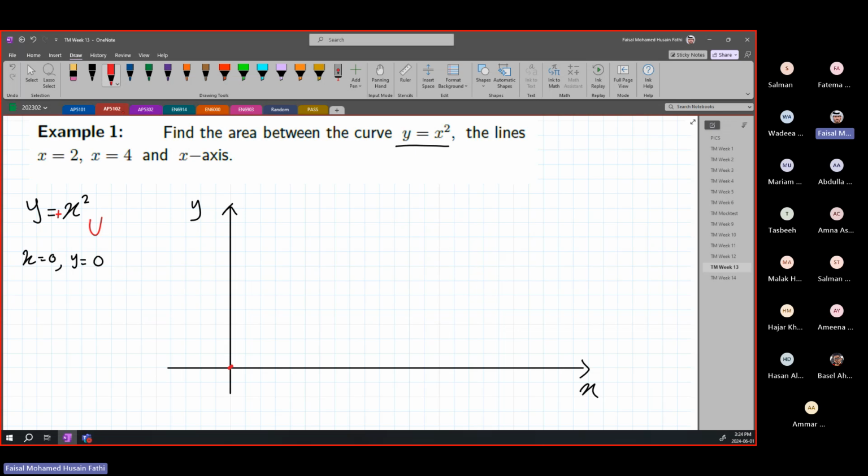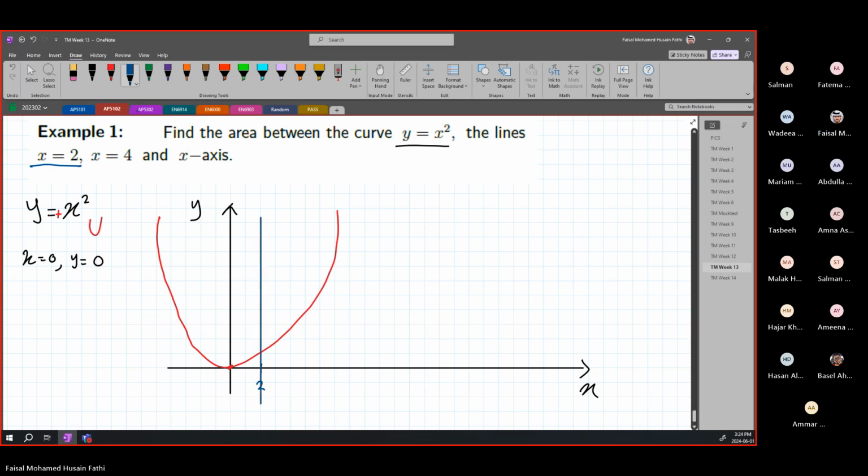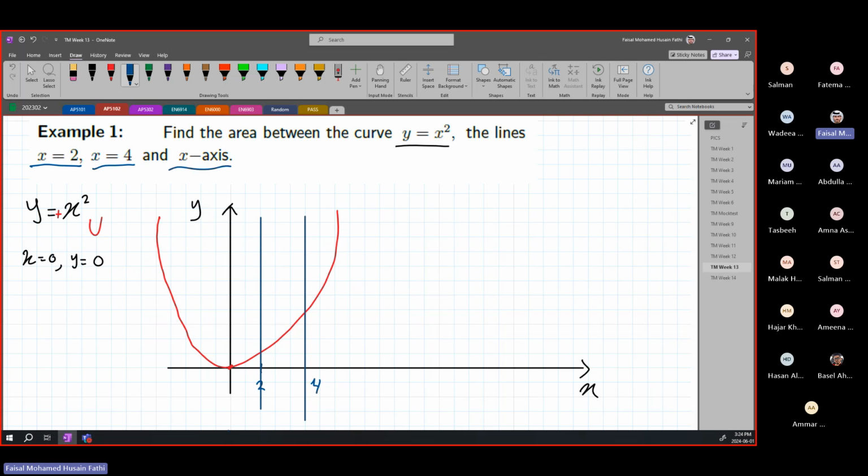If you remember, revise your Math 1. Smiley face, and we know there is only one intercept, at x equals 0. So basically, it's going to look something like this. The line x equals 2 is up here; it is a straight line going through the value 2. x equals 4 is the same thing, a straight line going through 4. Let's say that this is 4, and this is 2. And the x-axis is just the black line there.